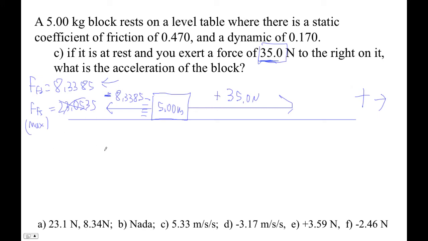And now we can set up F equals MA, right? So my forces are negative 8.3385 plus 35 equals 5.00 times A. We can figure this out, right? So turn this calculator on, parentheses, negative 8.3385 plus 35, right parenthesis, divided by 5, 5.3323.